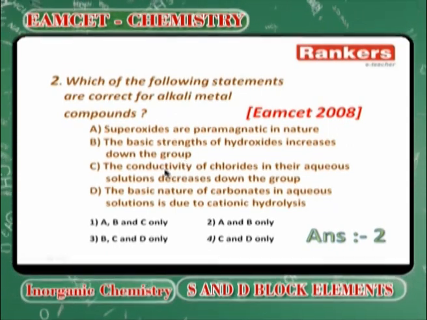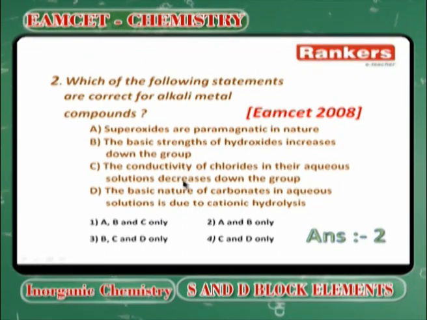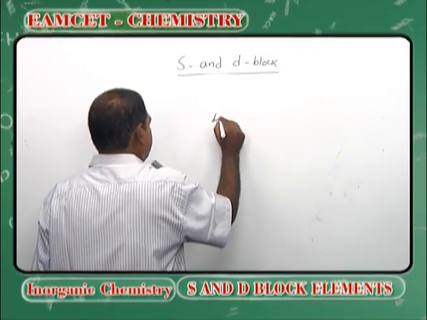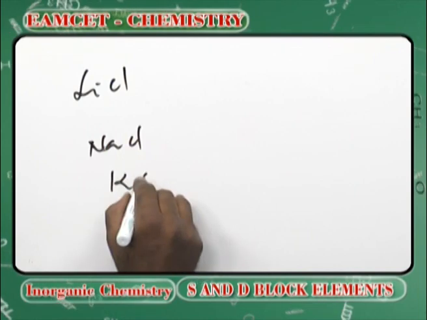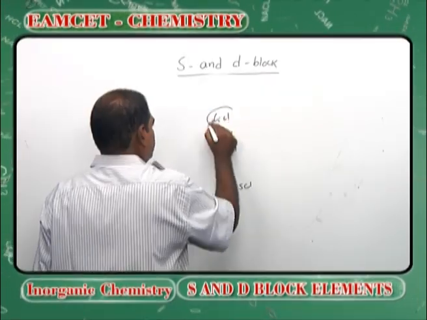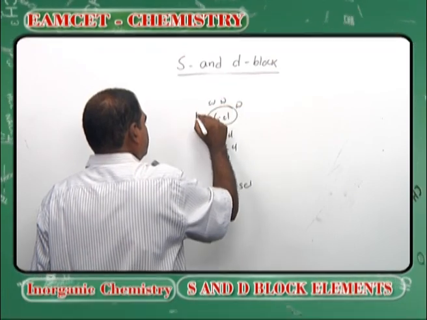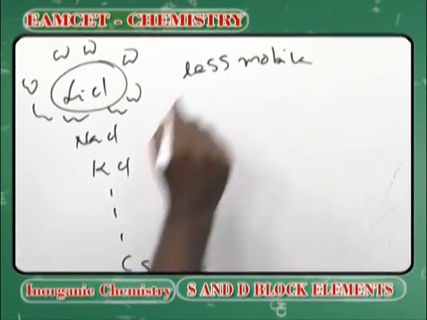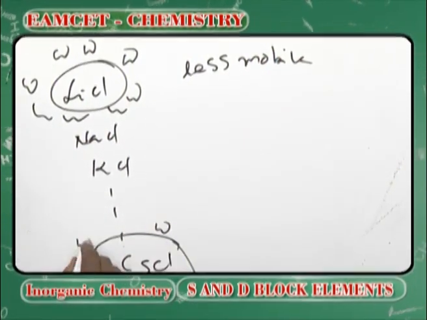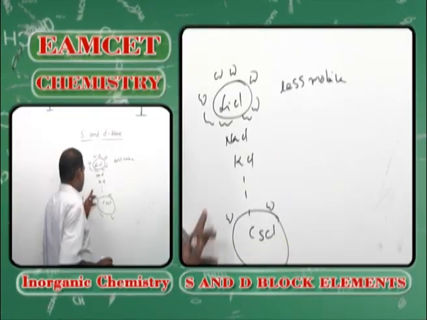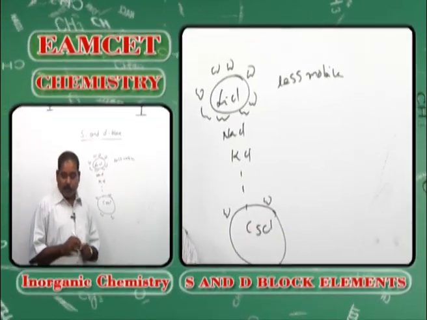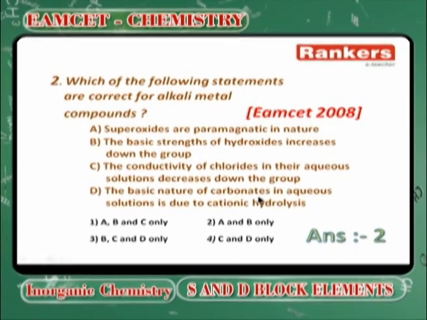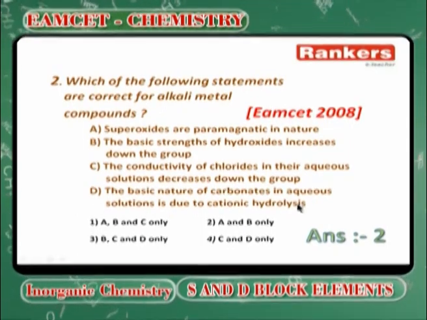What about C? The conductivity of chlorides in their aqueous solutions decreases down the group. You see, he is talking about LiCl, NaCl, KCl to CsCl. Conductivity: small ions are more hydrated, less mobile, less conductive. Large ions are less hydrated, very few water molecules. So, what happens? The conductivity of chlorides increases. Therefore, C is wrong.